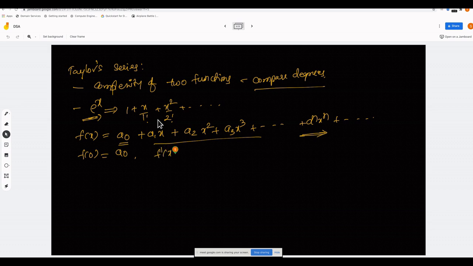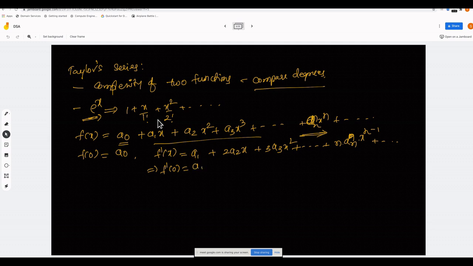If I differentiate f of x, f dash x is equal to, when I differentiate, the a0 term vanishes, that becomes 0. So this will give me a1 plus 2a2x plus 3a3x squared plus so on plus n times a n x power n minus 1 plus so on, right? So that implies f dash of 0 is equal to a1.